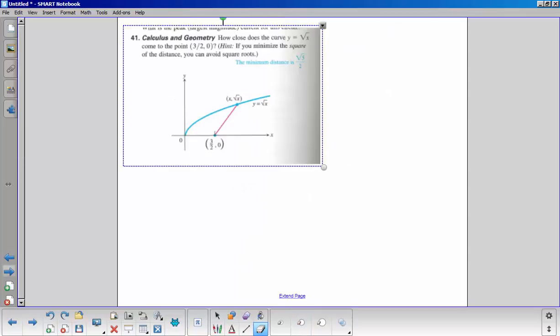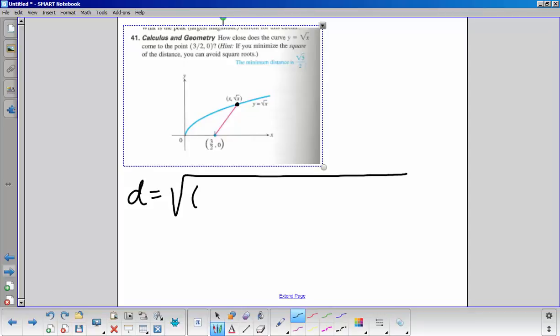Calculus and geometry. This is the last one. How close does the curve y equals root x come to the point 3 halves, 0? So what am I minimizing? Distance, right? So what is the distance formula? It's the square root of x2 minus x1 squared plus y2 minus y1 quantity squared.